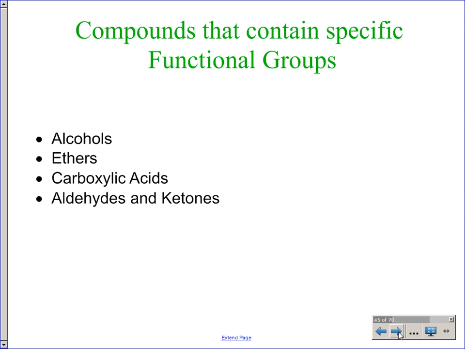All right, so we're going to start talking about the functional groups. These are the functional groups that we're going to learn about: the alcohols, ethers, carboxylic acids, aldehydes, and ketones, which kind of go together, so I'm going to group them together. We may talk about esters in a lab later this year too.